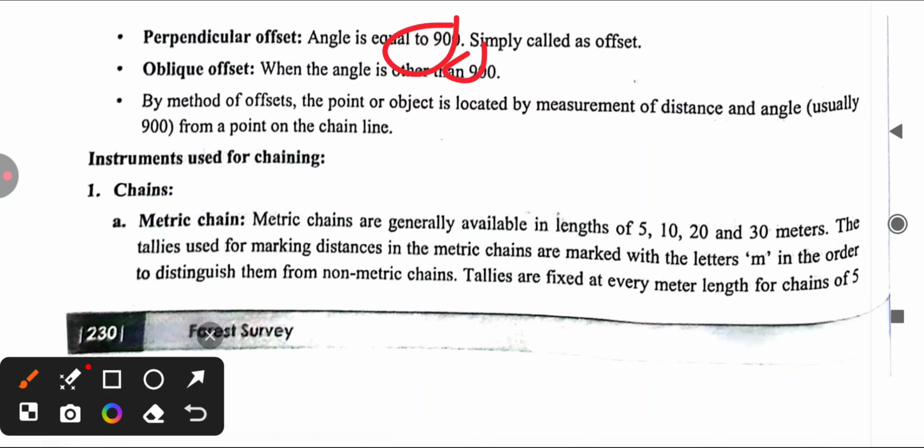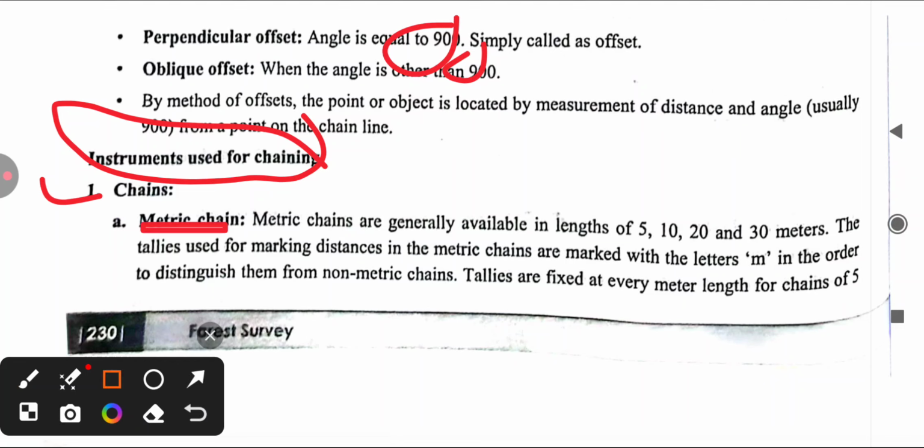By method of offset, the point or object is located by measurement of distance and angle, usually 90 degree, from a point on the chain line. Instrument used in chaining. What instruments are used in chaining? Chain, metric chain, let us read about it.